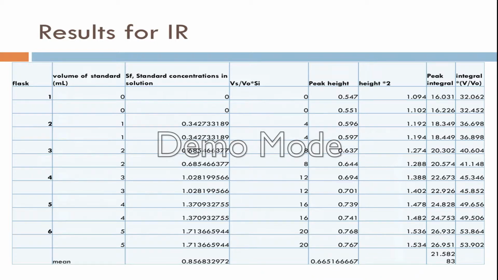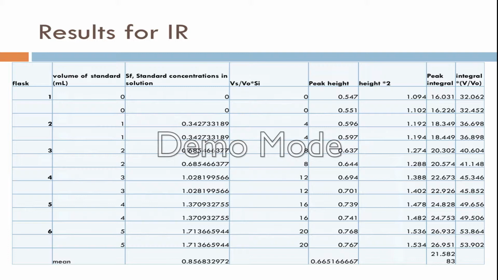Here are the results for our IR. The first column is the flask number. The second column is more important. It has the volume of the standard that we had. In the third column, we have the standard concentrations in solution, so that's our ethanol concentration in each sample.